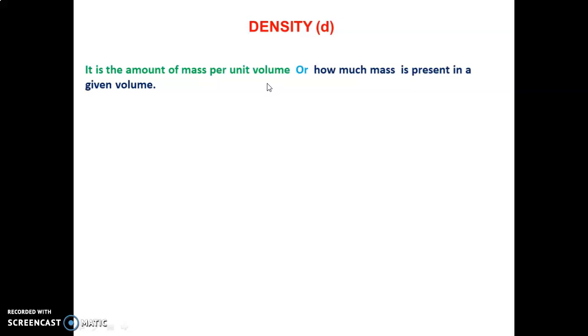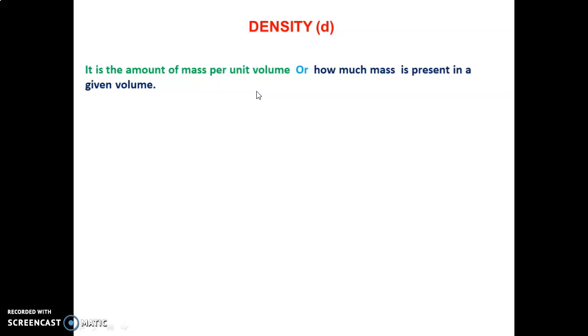If a material has a mass of 10 kilogram and a volume of 5 meter cube, then how will you find the density of that material?